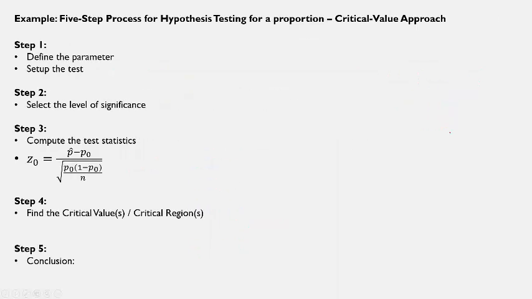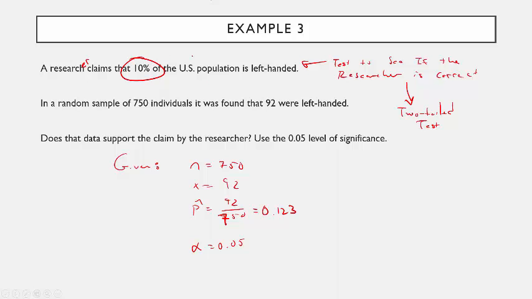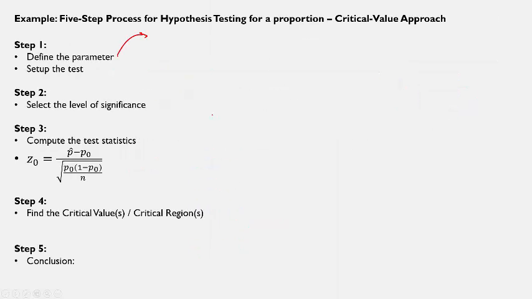Let's go through the five-step process. Define the parameter. If you look back here, we're investigating the proportion of the US population that is left-handed. So let p equal the proportion of the population that is left-handed.